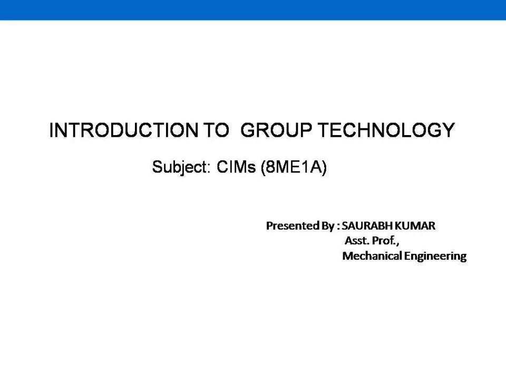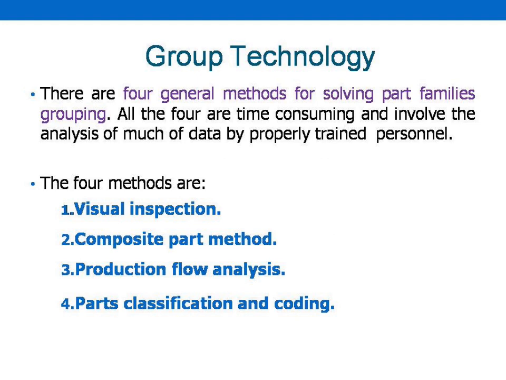So we are continuing our topic group technology. As we have already discussed, there are four methods: visual inspection method, composite part method, production flow analysis, and part classification and coding. We already talked about visual inspection method and composite part method. So now we will discuss production flow analysis.